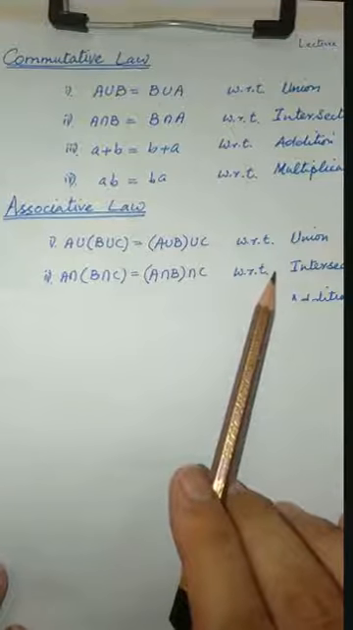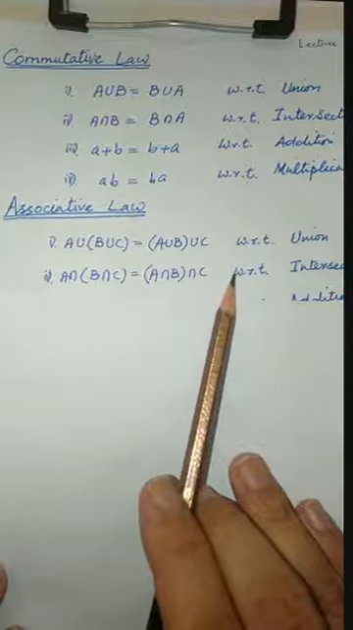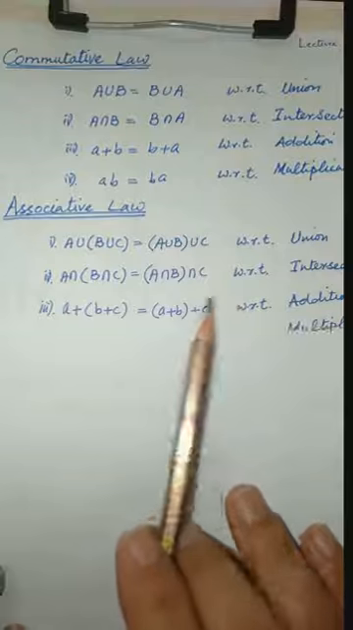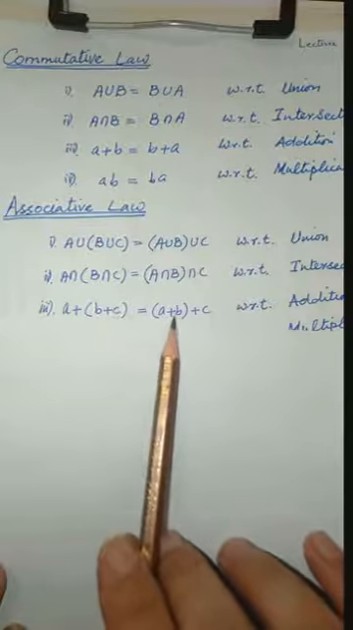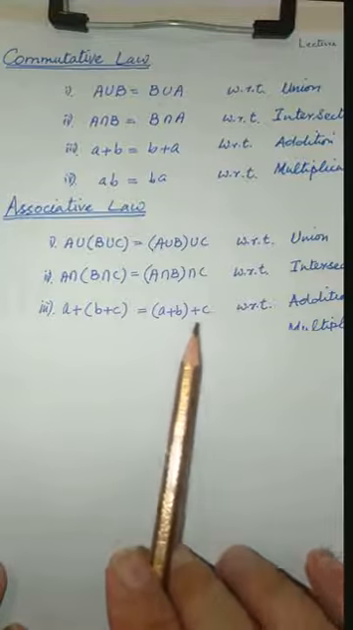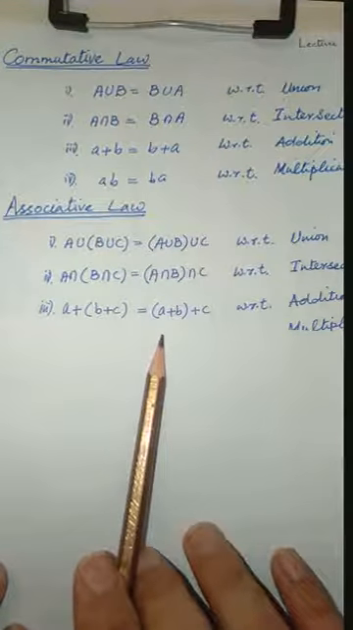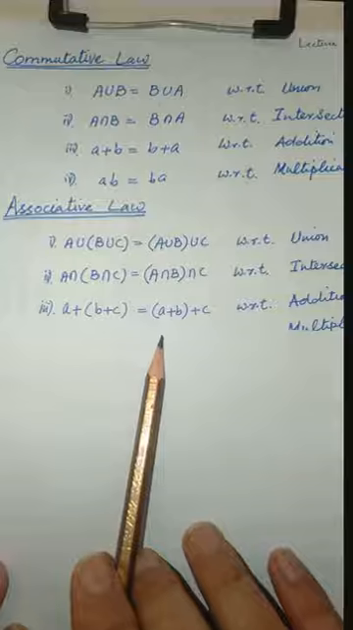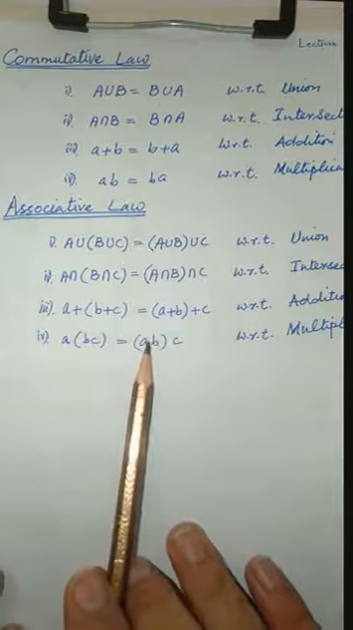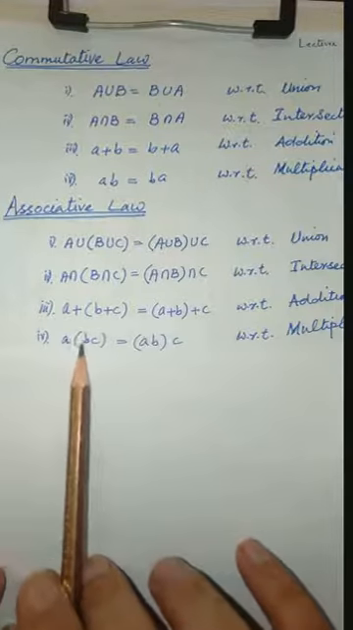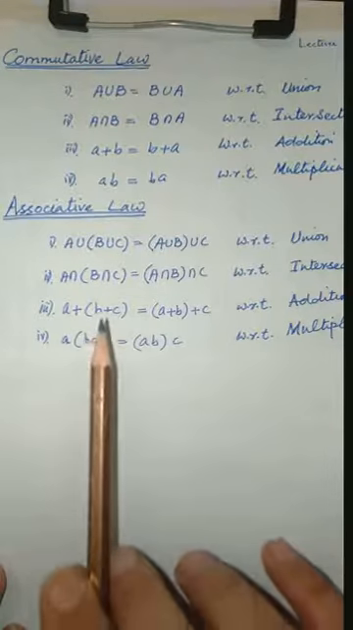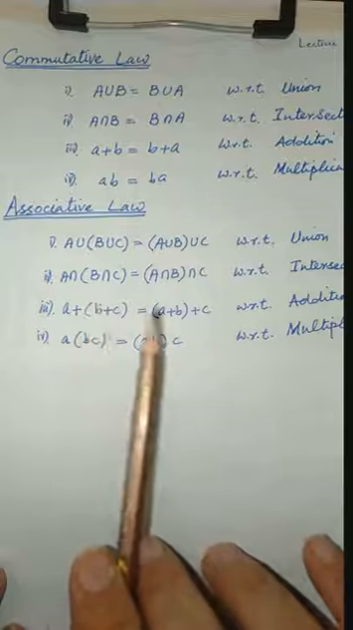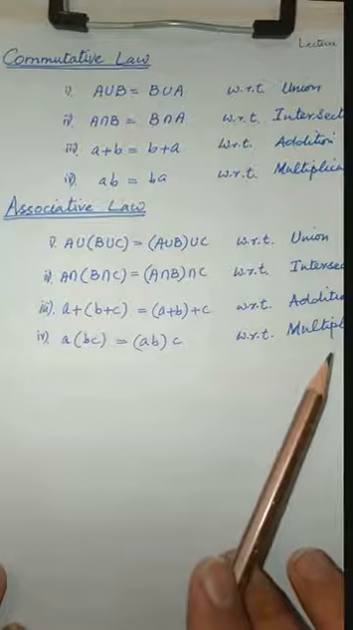If we have three numbers small a, small b and small c, then we can write a plus (b plus c) is equal to (a plus b) plus c. This is called the associative law with respect to addition. If we multiply these numbers, a into (b into c) is equal to (a into b) into c. This is called the associative law with respect to multiplication.